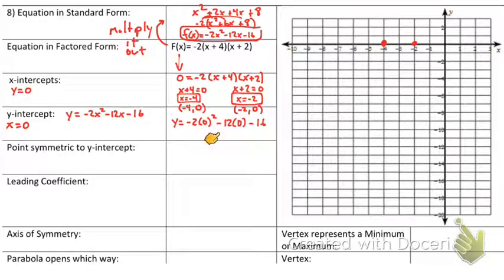Okay, and what happens is 0 to the second power is 0. 0 times negative 2, all this turns into 0. Negative 12 times 0, that's going to be 0. And then we bring down the negative 16. And what you'll end up with is y is equal to negative 16.